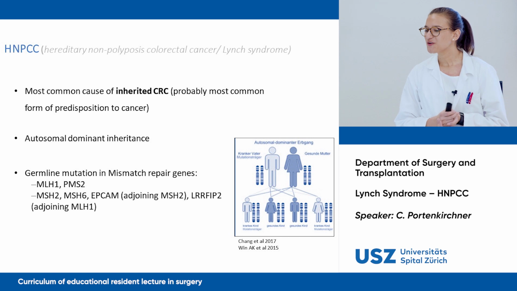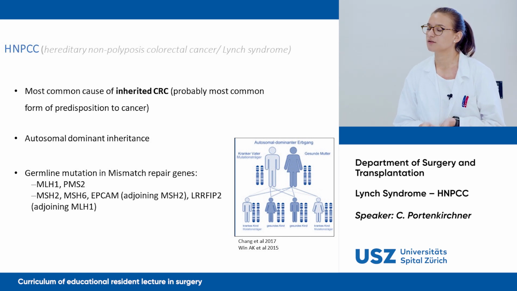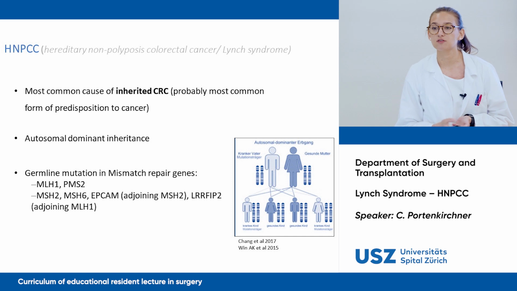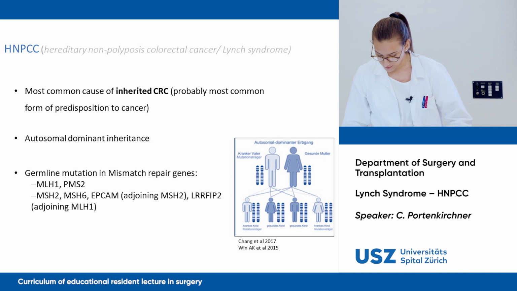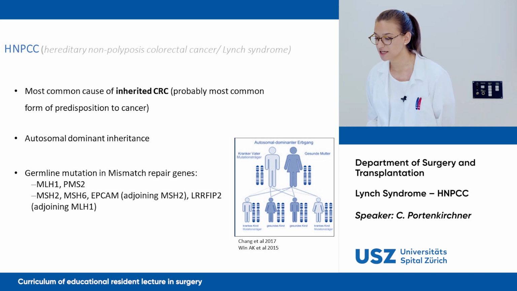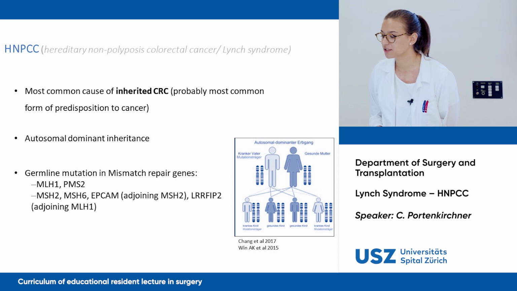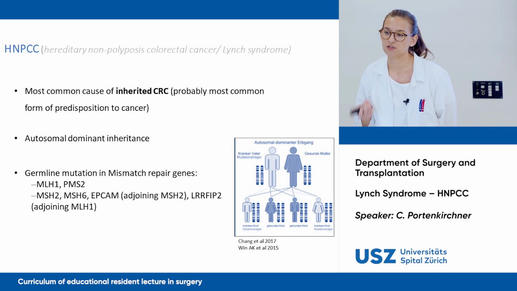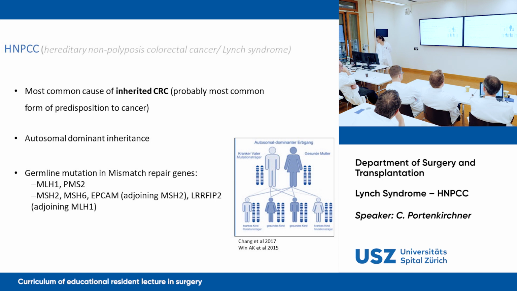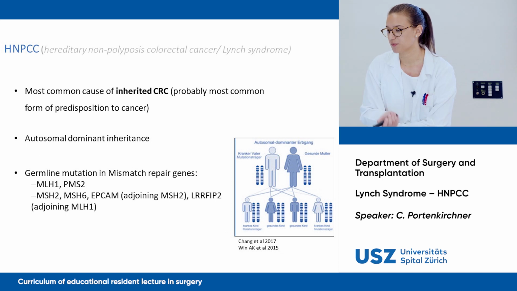So as you now know, Lynch syndrome is the most common cause of inherited colorectal cancer. It's inherited in an autosomal dominant fashion, and we have germline mutations in these genes. We already heard about them. There are large deletions in the EpCAM gene, which is adjoining the MSH2 gene, and which leads to Lynch syndrome, and most of the time it's upper GI cancers that are associated with EpCAM. We also have the gene LRRFIP2, which is adjoining the MLH1 gene. This is defective due to promoter hypermethylation also in these parts.